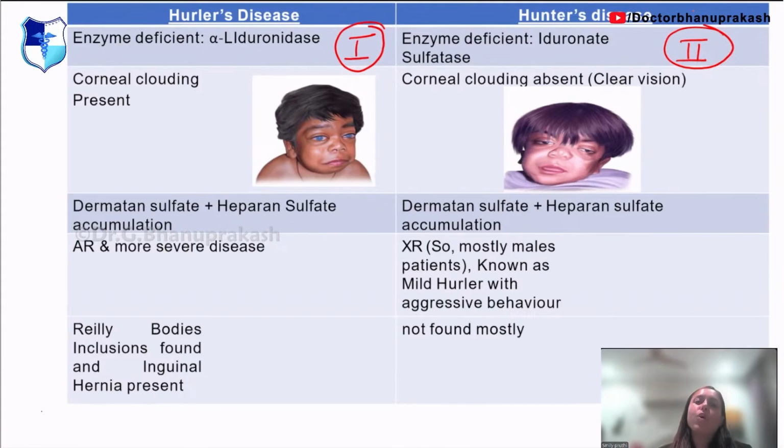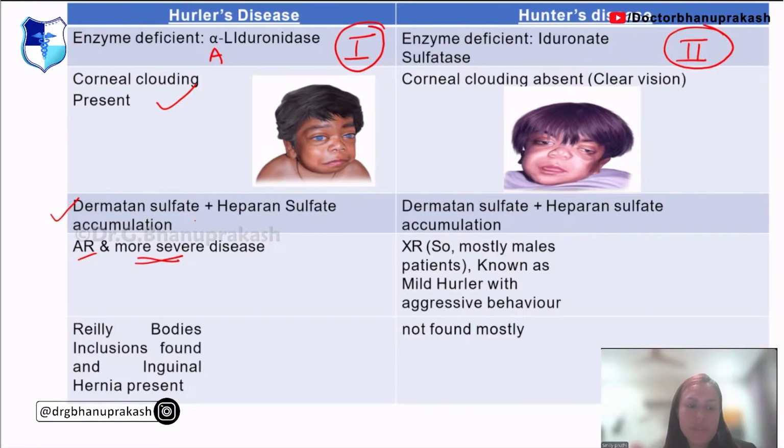Yeah. So Hurler type 1 enzyme is alpha-L-iduronidase. Corneal clouding is present in these patients. Dermatan sulfate and heparan sulfate accumulation occurs in the body. It is autosomal recessive. Most of your biochemistry diseases are autosomal recessive. And this type 1 is the more severe disease. In type 1, Reilly body inclusions and inguinal hernia are present.